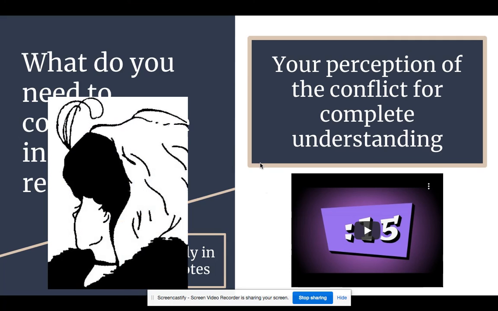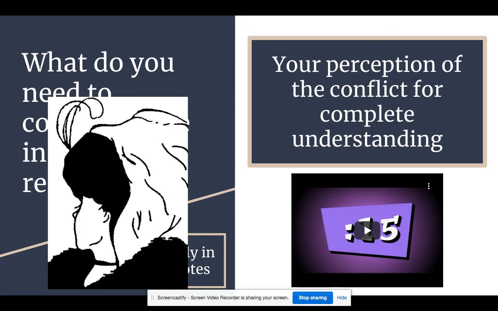You need to communicate your perception of the conflict so that you both can have complete understanding. So, let the other person communicate their perception, let you communicate your side. Because it's like these little visual trick pictures. It's like, do you see a young woman looking away, or do you see a super old lady with a big old nose? It depends on your perception. So it's the same picture, but we might see it very differently.